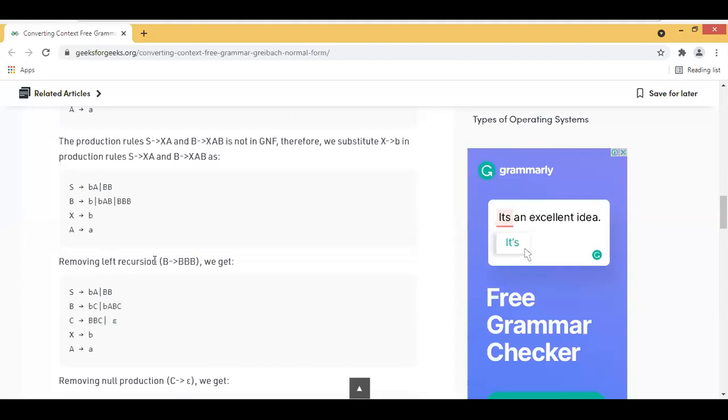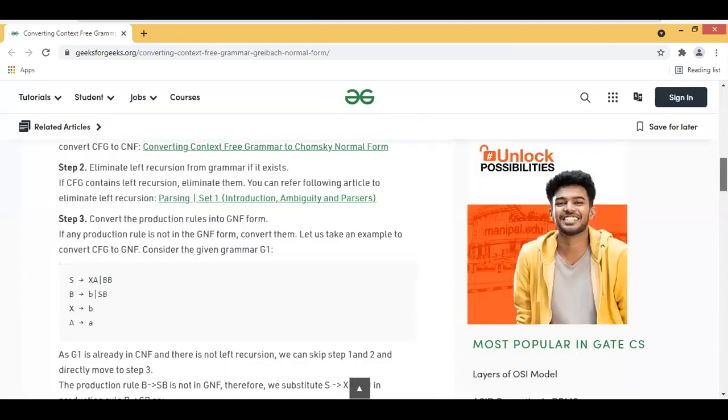alpha, followed by a new variable, which you can choose, whether C or another variable which does not already exist in the given grammar. Up to now we do not have C, so that's why we use the C variable. And then A dash tends to alpha. I will show you this one, and then you will get how to eliminate the left recursion.